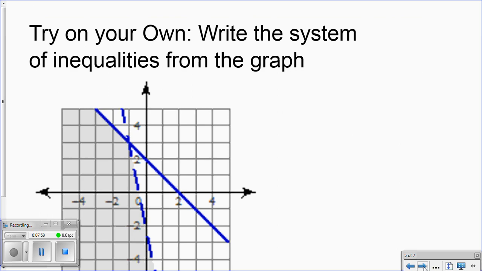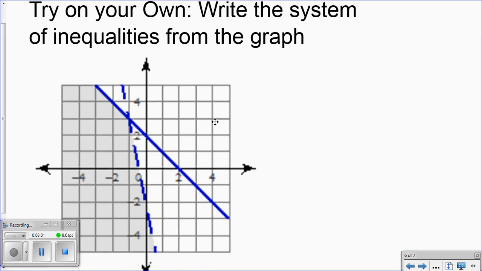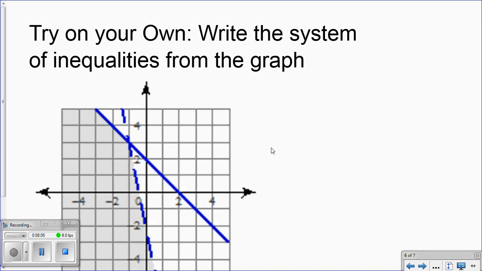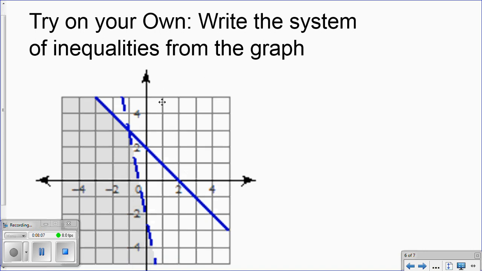Okay? And then this one, it's already graphed for you. You need to write the two inequalities. So this, they don't shade everything. They just shaded the double shaded part. That's enough though that you can figure out if it's shaded below or above the line.